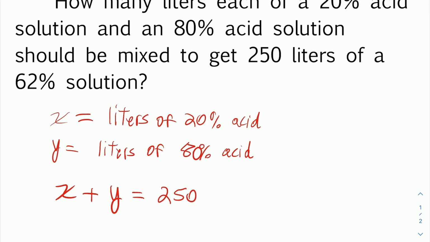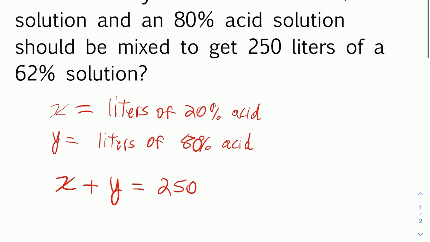Now we'll talk about how much pure acid is in each. For the 20% solution, 20% of x is pure. 20% of x is written as 0.2x. This represents the number of liters of pure acid in the weak solution. And then we have 80% of the strong acid, the 80% acid. 80% of y is pure. So that's 0.8y.